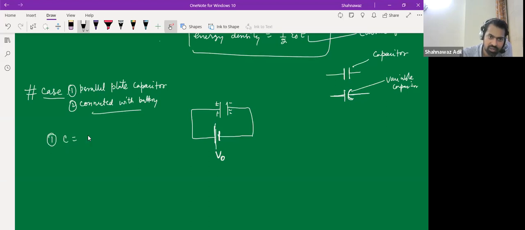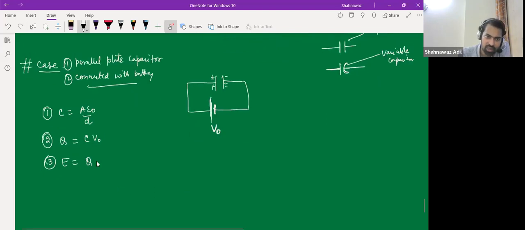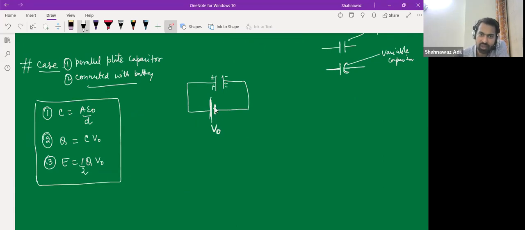So then what is capacitance? Capacitance is Q by V naught, and we should write it as A epsilon naught by d. Then the charge is C V naught. And the third one is the energy. The energy would be half Q V naught. So this is the case for a capacitor connected with some battery, which keeps the voltage constant.